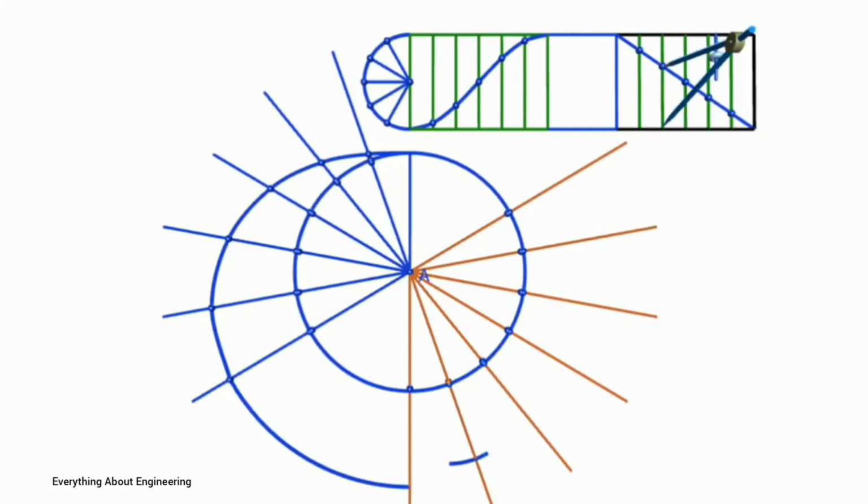Now transfer these distances. Mark this point of intersection of this arc with these blue lines, and then draw the curve. So this is our complete cam profile.